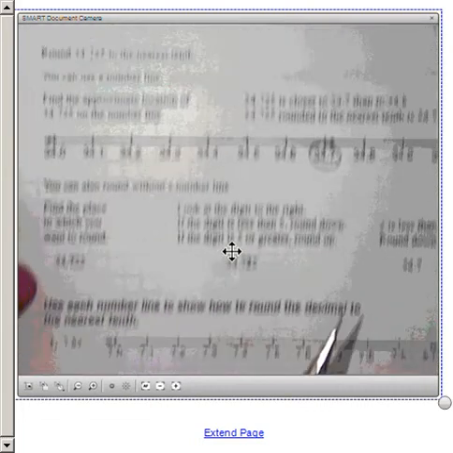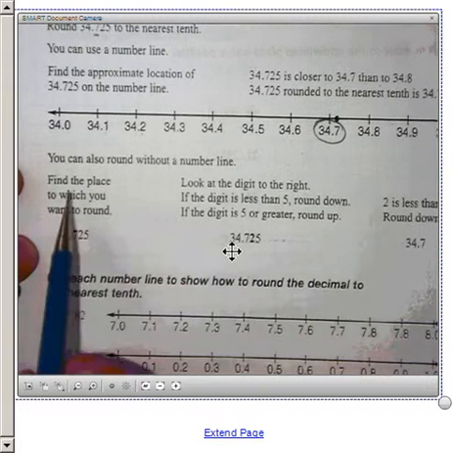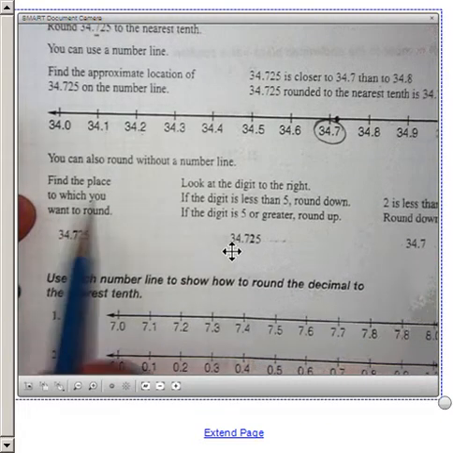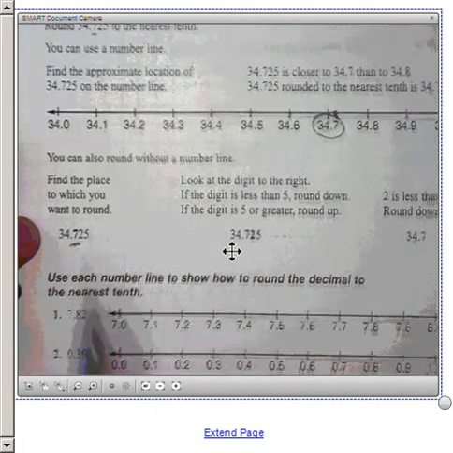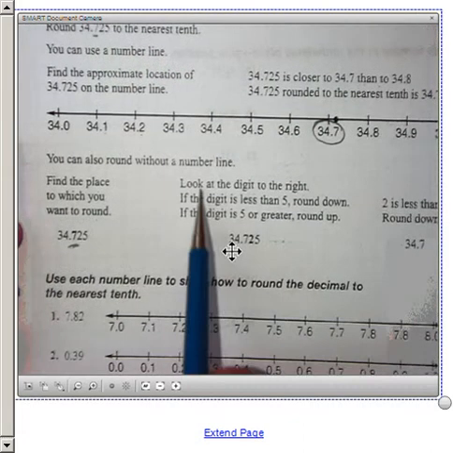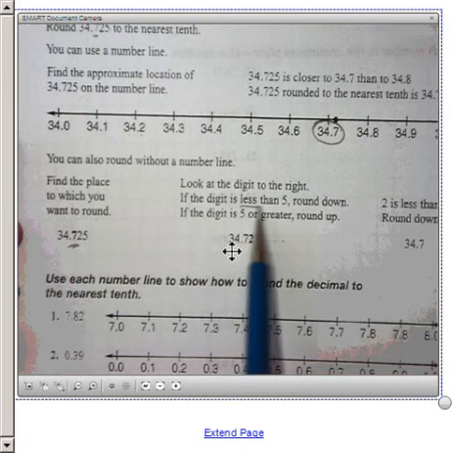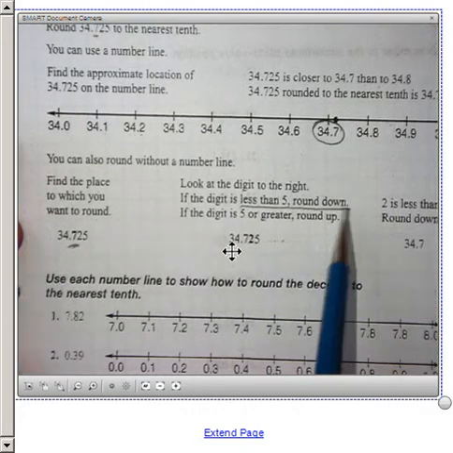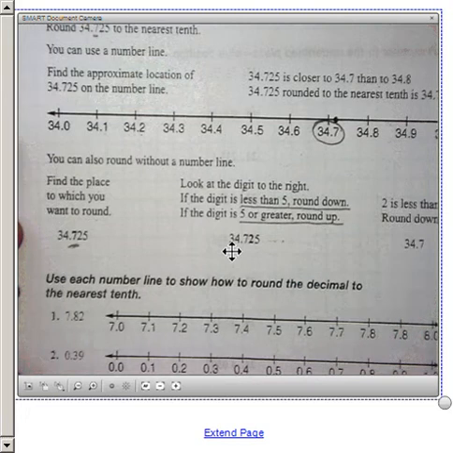The other way to round is to underline. So you find the place to which we want to round. We want to round to the nearest 10th place, so it's that 7 right there. Then we look at the digit to the right. If the digit is less than 5, round down. If the digit is 5 or greater, round up. So in your notes, you should underline those.